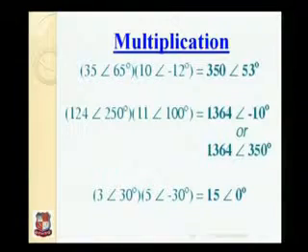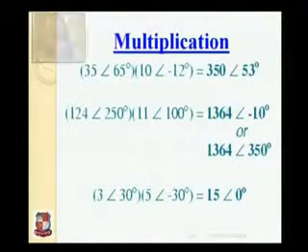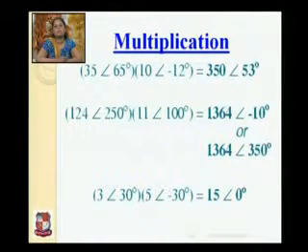Now these are some examples of multiplication. First, two vectors are given. The first vector is 35 angle 65 and the second vector is 10 angle minus 12. As we discussed earlier, multiply the magnitudes. So it is 35 into 10, which is 350, and addition of angles, 65 minus 12. So your angle is 53 degrees.